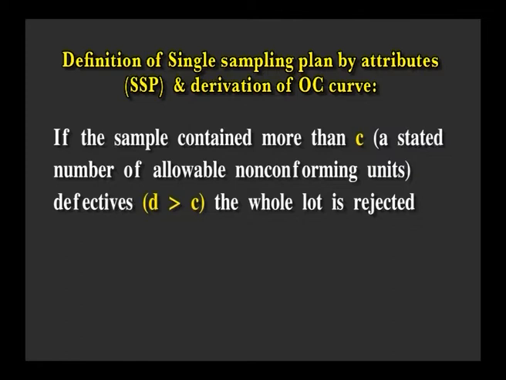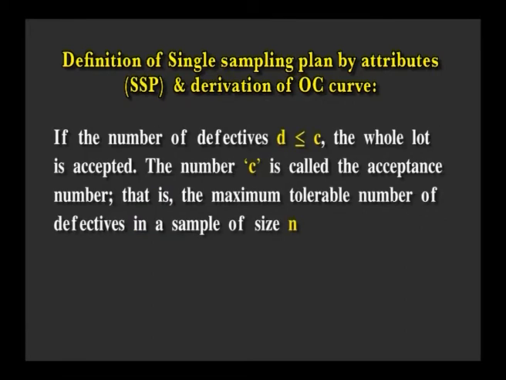If the sample contains more than C, a stated number of allowable non-conforming units, that is defectives, that means D is greater than C, the whole lot is rejected. If the number of defectives D is less than or equal to C, the whole lot is accepted.